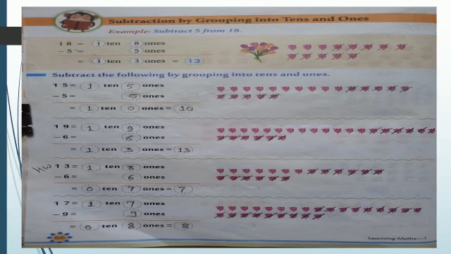Yes, let's see the second one. Subtract the following by grouping into tens and ones exercise. Yes, first one 15 minus 5. Here again, if you can see, in first line 15 flowers are there. Yes, in second line 5 flowers are there. So, if we are going to subtract 5 from 15, we have to cross 5 flowers from both the lines.